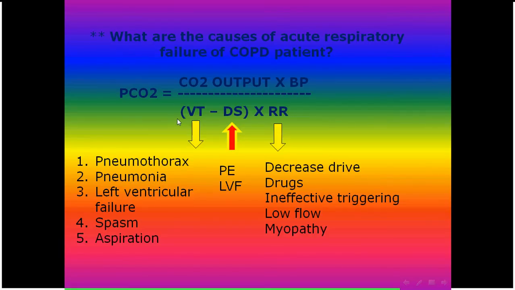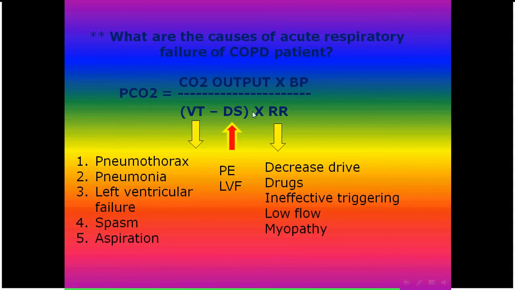Spasm will be associated with an increase in functional residual capacity and a decrease in the tidal volume, because the functional residual capacity comes close to the total lung capacity, so the tidal volume will be small. These patients will suffer from what we call shallow rapid respiration. We're going to discuss it later. So the causes of acute exacerbation, looking at the tidal volume, are pneumothorax, pneumonia, aspiration, heart failure, and spasm.